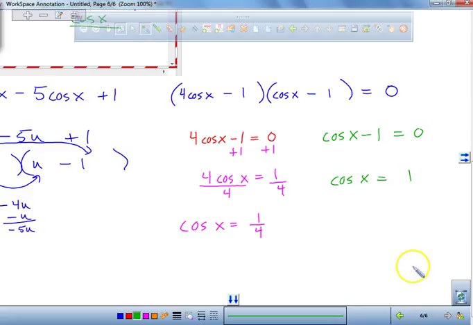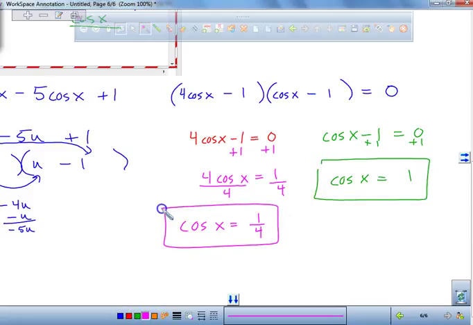Over here, cosine of x equals 1, if I add a 1 to this side and a 1 to this side. So we have two possible answers. The cosine of x could equal 1, or the cosine of x could equal 1/4. So what do we have to apply to both sides to find out what x is? We have to apply the inverse button.